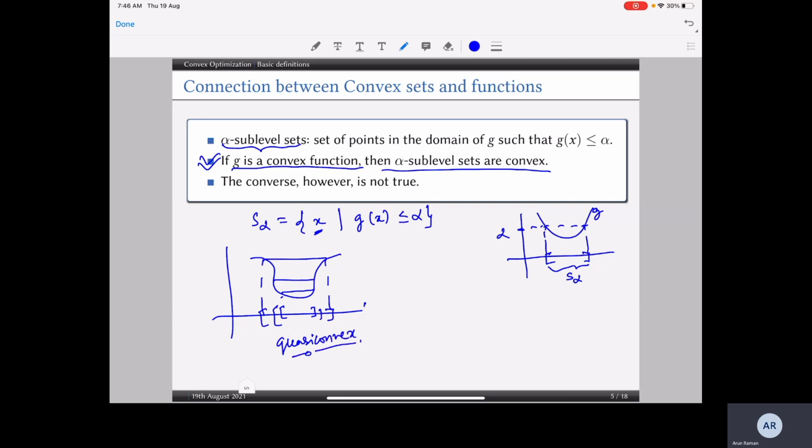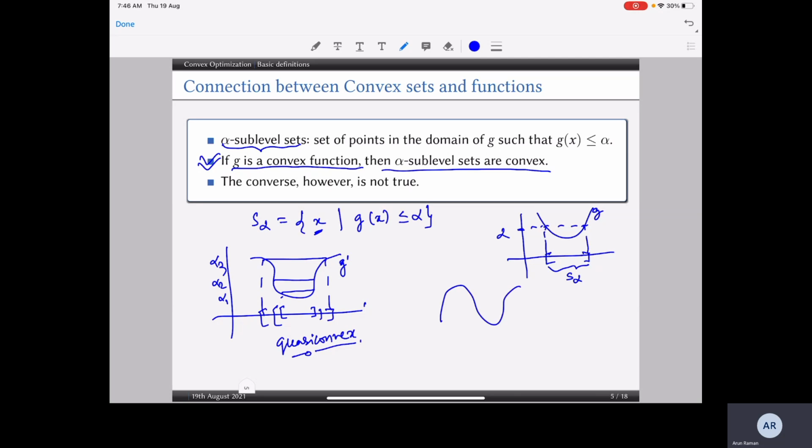This particular function, let's say G prime, is not convex. However, its alpha sublevel sets are all convex for different values of alpha. If we have alpha 1, alpha 2, alpha 3, we keep on drawing the points. Such functions are called quasi-convex functions. And there are other functions as well, which are neither convex nor quasi-convex.